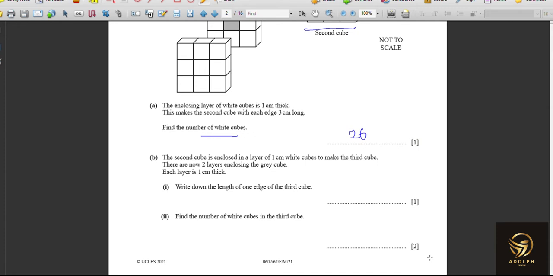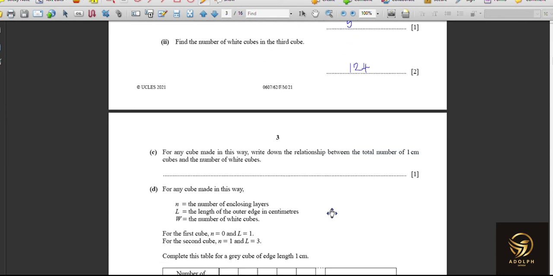The second cube is enclosed in a layer of 1 centimeter white cubes. To make the third cube, there are now 2 layers enclosing the gray cube. So already 3 is there, here 1 and then here 1. If you are adding it, that side length is going to be 5. And the number of white cubes: the volume will be 5 cubed, and then we have to subtract 1, which is the inside gray cube. Then we'll be getting the answer of 124.